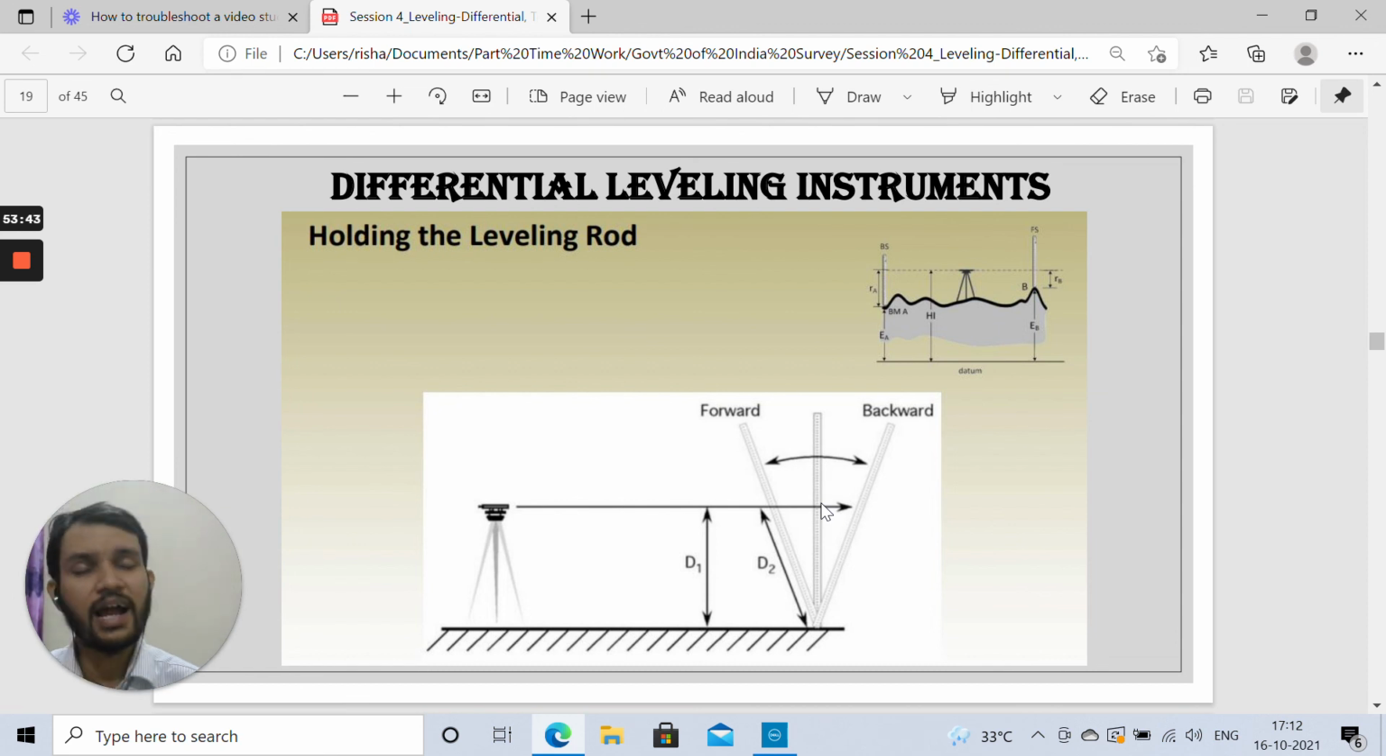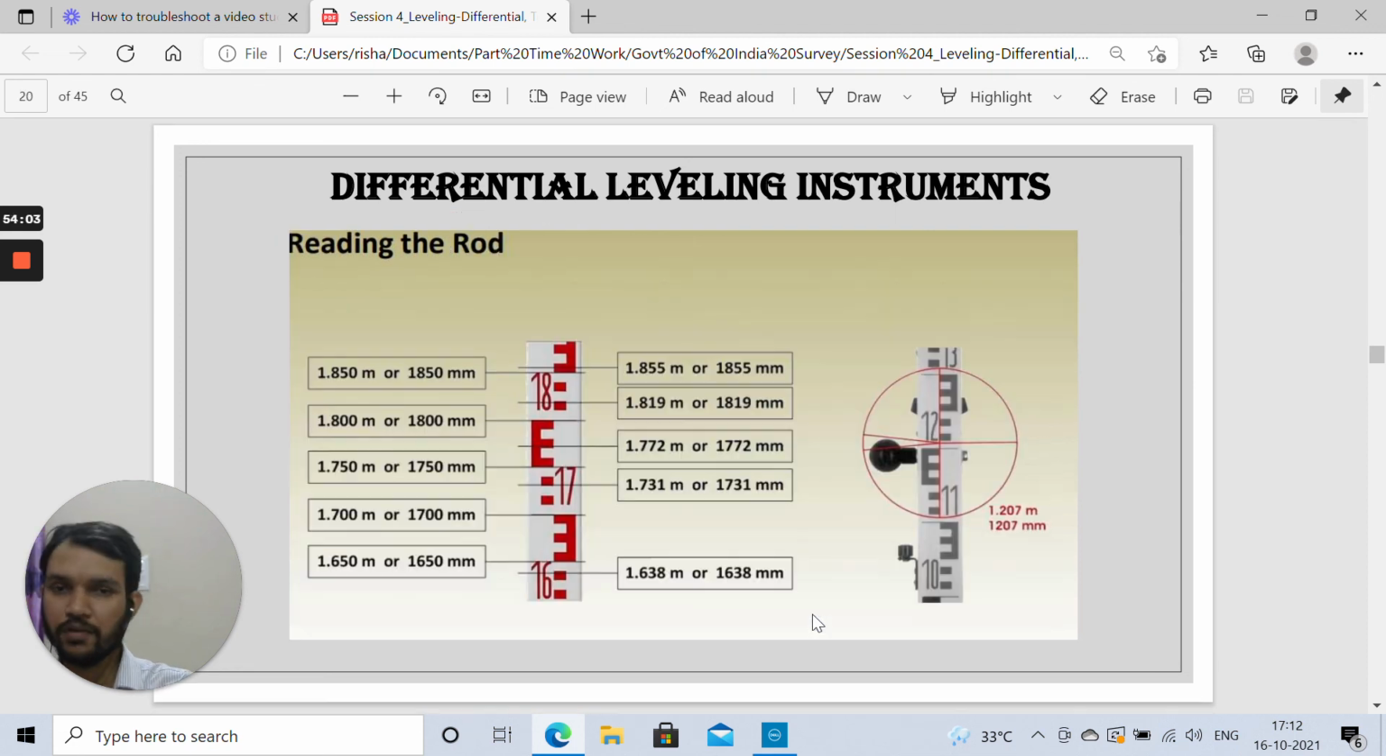For that we should have a basic idea, and you can see that if the rod is leaning backward, then also you will get a reading which is even greater than D1. So whether it is leaning forward or backward, if it is not perfectly vertical with reference to the ground surface, then the reading on the leveling staff will be a faulty reading, higher than the actual reading.